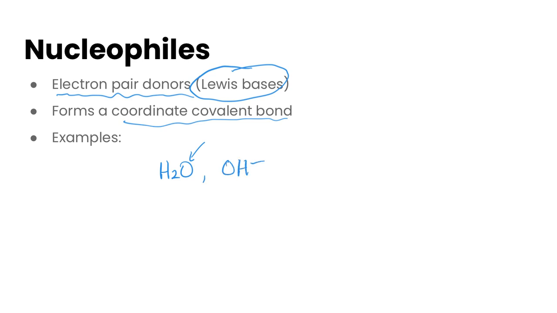OH minus is another great one, with lone pairs of electrons on the oxygen. Ammonia is another example. There are lone pairs on the nitrogen. The cyanide ion has a lone pair of electrons on the carbon. There are lots and lots of examples. Even halogen ions could be examples. Hydrogen sulfide ion is another example, with lone pairs of electrons on the sulfur. And these are all really great examples.